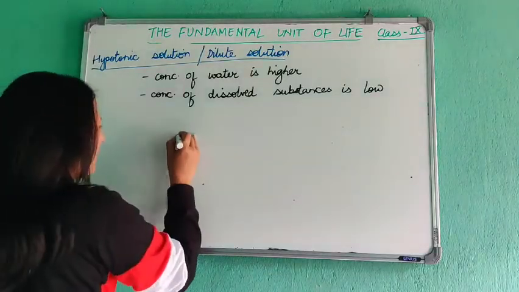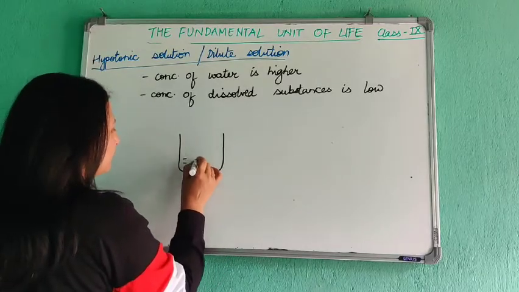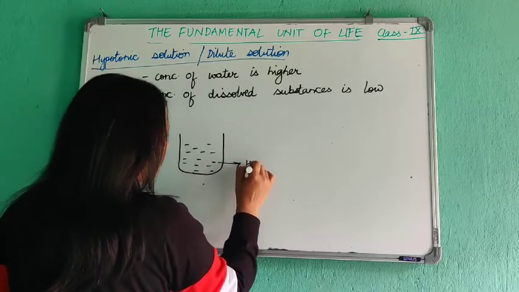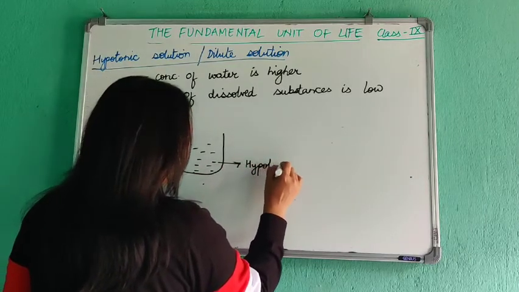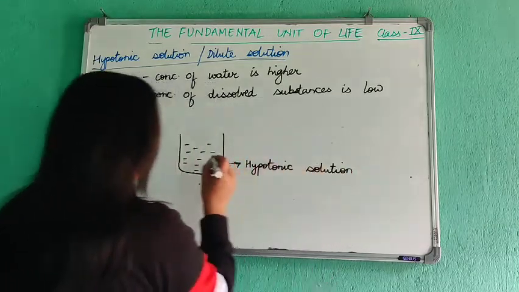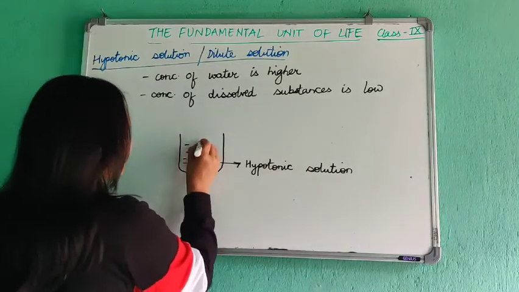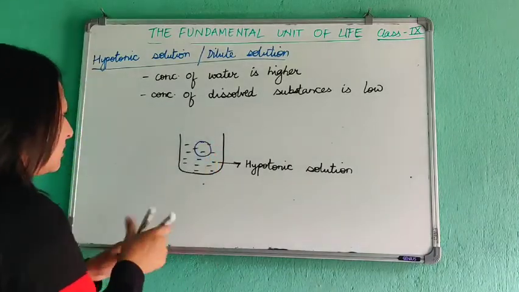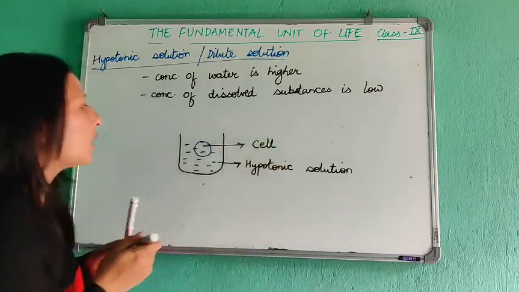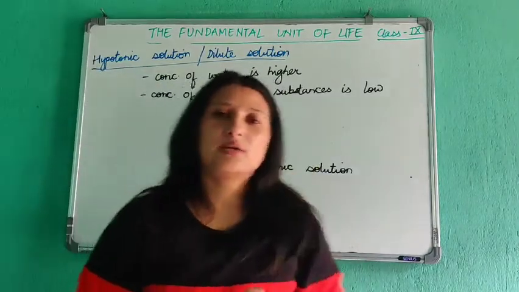So what we are doing, we are taking hypotonic solution in a beaker. This is hypotonic solution. And then we are putting a cell. We put a cell inside this. This is the cell. So after some time what happens, we have to observe. For that, what did I do?